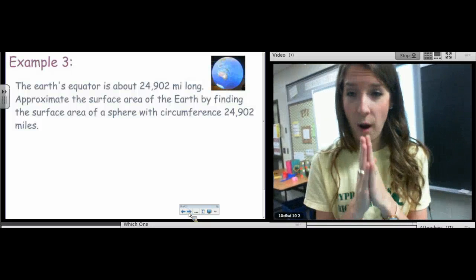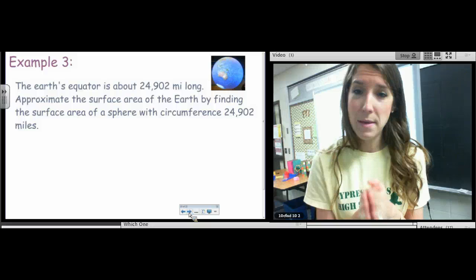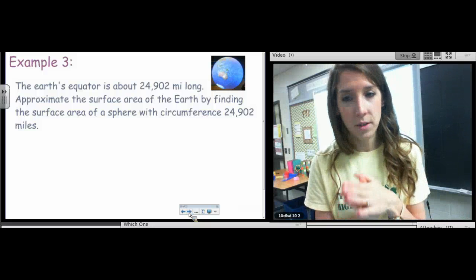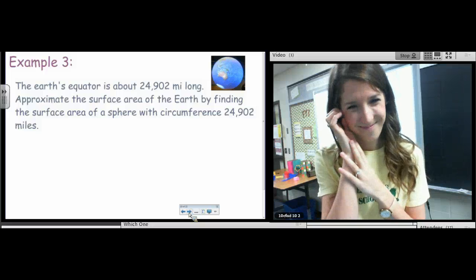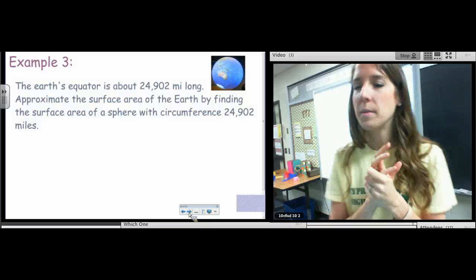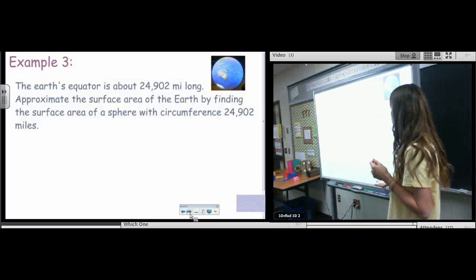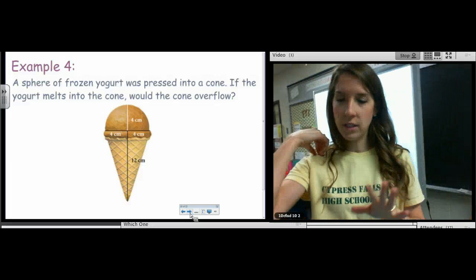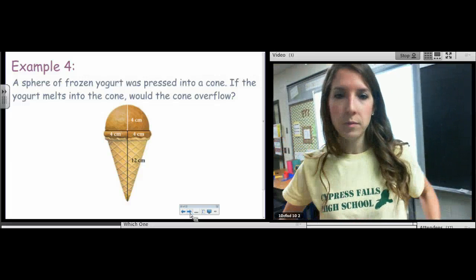Would you like to do this problem or no? The numbers are going to be very large. It's not a difficult problem, but the numbers are ugly. Let me see what the next one is, and we can do this one last. Let's do this one, and then whoever's still in the room can do the earth one.